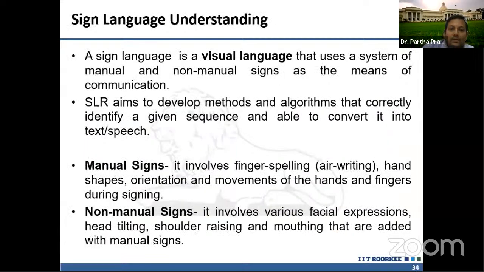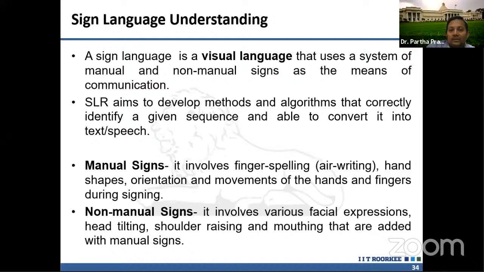Similarly, I will show you another application, sign language understanding. In my lab, some students worked on sign language recognition and understanding. In our society, there are many people who are speech and hearing impaired. They have difficulty communicating with common people because they use gestures, and those gestures are not known to common people. So the idea is that there should be an interface, like a computer interface, which will understand those gestures and translate them into English so that common people can understand. And if common people say something, this will be translated into gestures.